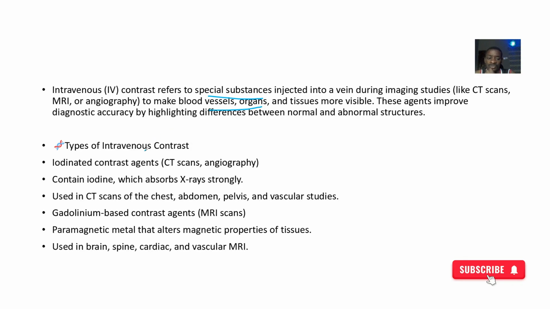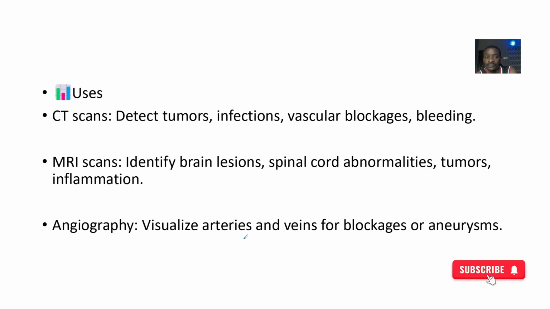Types of intravenous contrast: you have the iodinated contrast agents. They contain iodine, which absorbs X-rays. They are used in CT scans and the rest of it. We have the Gadolinium-based contrast agents. They are paramagnetic metals. They alter the magnetic properties of tissues, used in brain MRI, spine MRI, and cardiac and vascular MRI. So they are used mainly for CT scans and MRI scans. Also angiography for blood vessels, because most of the time blood vessels don't really show well on imaging. And also used for veins.